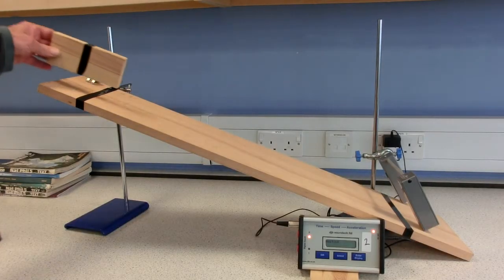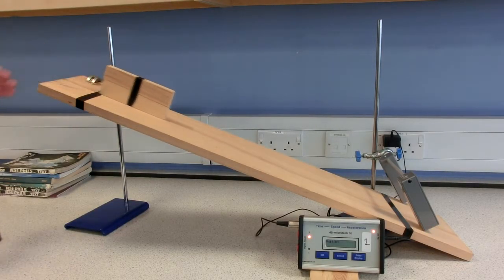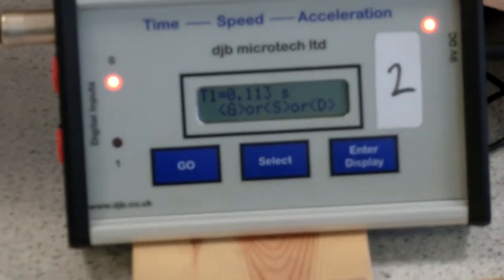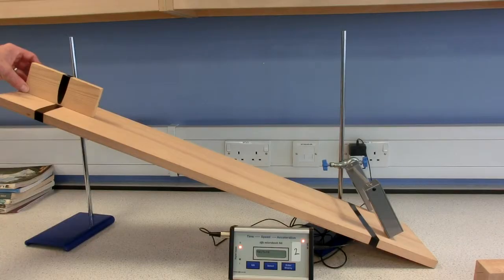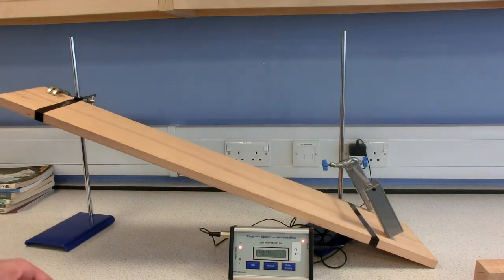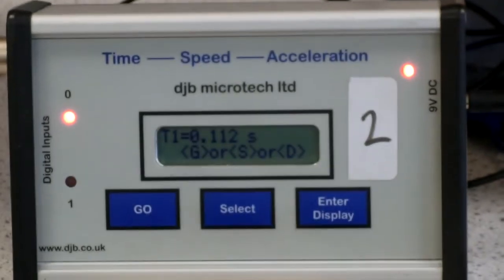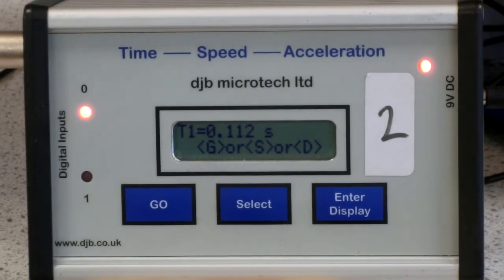done. So the block's put at the top, allowed to slide down, and it breaks the light gate at the bottom there. The time that the light gate is broken by the length of the block is shown there on the timer. This is repeated because at higher you need to be able to work out the mean of the readings and also the approximate random uncertainty in your readings.